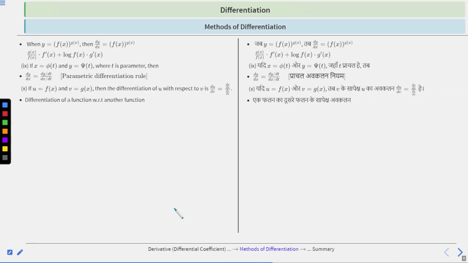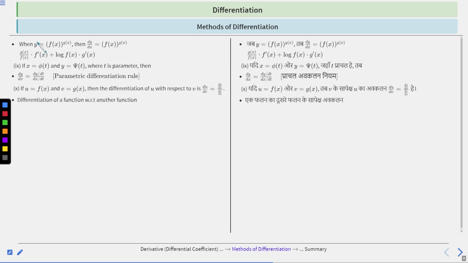So next method is, see, when y equal to f of x to the power g of x, then dy by dx is f of x to the power g of x into g of x upon f of x into f dash x plus log f of x into g dash x. We can prove this, but we have to remember this result. Clear? For solving the question in a faster way, you have to remember these things.